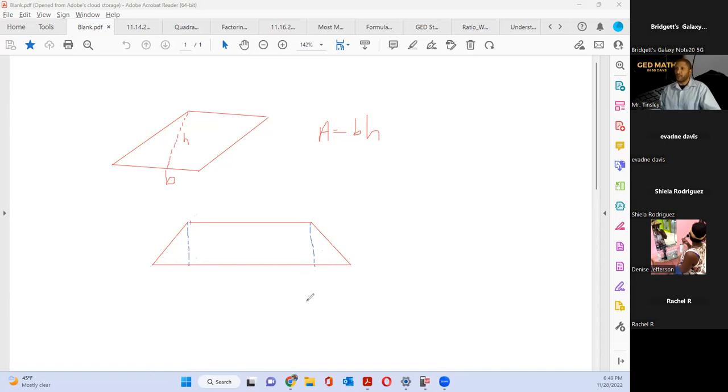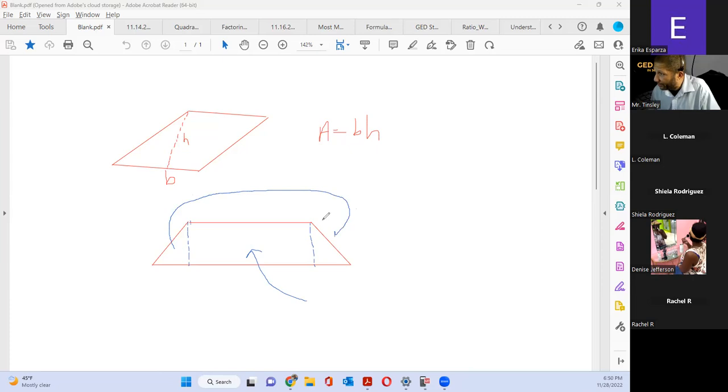I want you to see something. Which shape is this shape in the middle? A rectangle. If I take this triangle and flip it and put it right there, you still have a rectangle. Hold on, Mr. Tinsley. I took one piece of that trapezoid and put it on the other side, but I still have a rectangle.